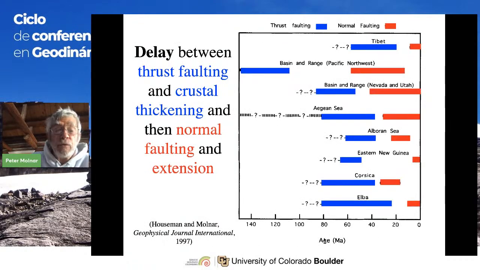Okay, I'm going to change directions again, or change topics. This is a compilation that we made years ago of the timing, the delay between thrust faulting and crustal thickening, and then normal faulting and extension within mountain ranges like Tibet. So the crustal thickening for a long time, now crustal extension. Basin and range, crustal thickening for a long time, later extension. And there's a delay. And the delay is what I'm going to focus on for the next few minutes.